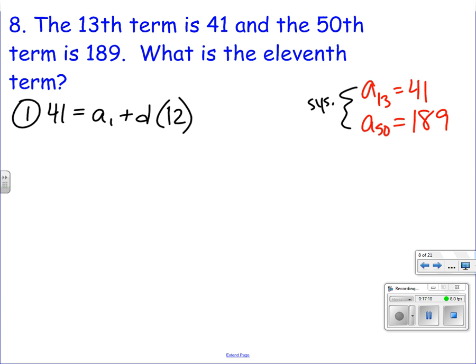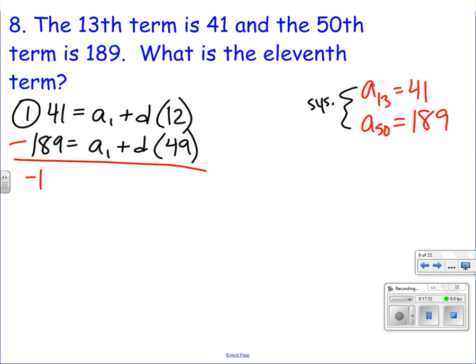Kendra, give it a go for the 189. Wonderful. Okay. All right. Gabrielle, what do you do next? Okay. Anybody, what happens to the A1s? 12 minus 49? Good. Okay. Cheyenne, what do you do next?